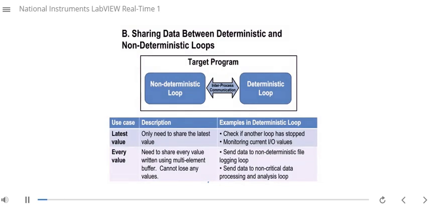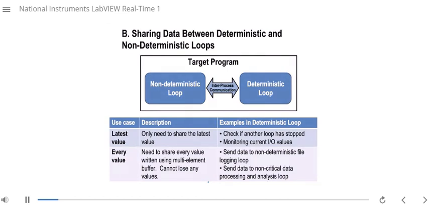So in this section, as you can see in the graphic above, the piece that we're going to talk about is how to do inter-process communication between a deterministic loop and a non-deterministic loop. So we'll talk about two different use cases here. If you look at the chart at the bottom, notice that there's a latest value use case and also an every value use case. So let's talk about the latest value use case first.